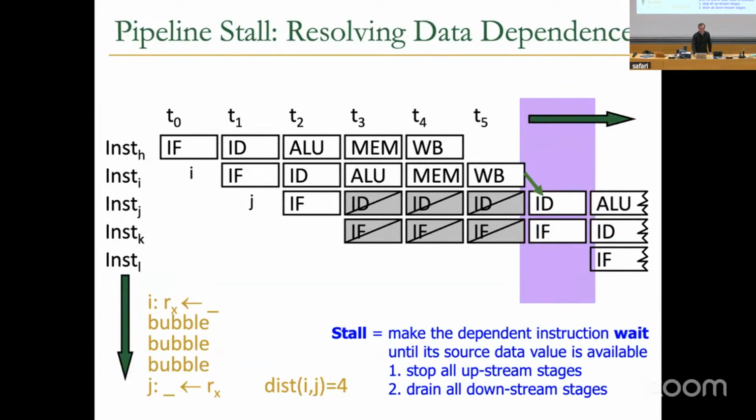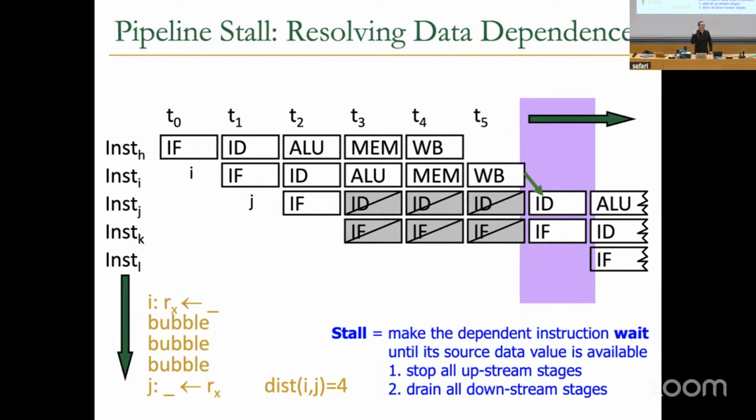So now we have defined pipeline stall. You know exactly what it means. You make the dependent instruction wait until its source data value is available, right? And to do so, you stop all upstream stages, meaning you stop all younger instructions, including fetch. So the program counter doesn't change. You are at the same instruction, same program counter at the fetch stage, same instruction you're decoding, same instruction you're executing, wherever you are. And you drain all the downstream stages so that the stall condition gets removed, right?